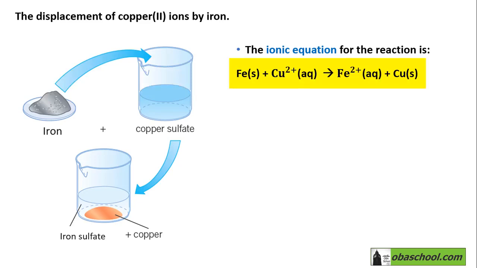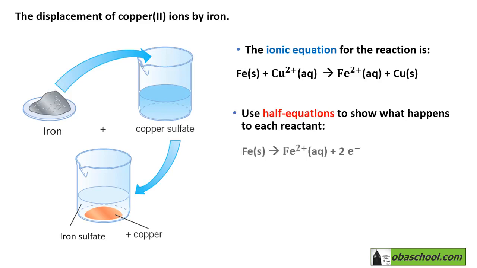Also, you can use half equations to show what happens to each reactant. For example, the iron actually loses electrons, it gives electrons, so the iron is oxidized, it does oxidation. The iron was first a solid. After that, when it reacts with copper sulfate, it releases Fe2+ ions plus 2 electrons. It releases 2 electrons in the solution. This is the oxidation half equation.